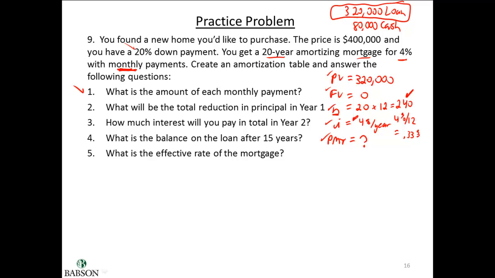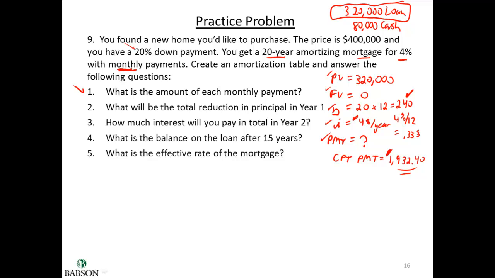So we're going to plug in 320,000 for present value, 0 for future value, 240 for N, and we're going to plug in 0.33 for I. Not 0.0033, just 0.33. We're paying 1/3% per month. And when we compute our payment, we end up with 1932 point, let's round up to 40 cents.